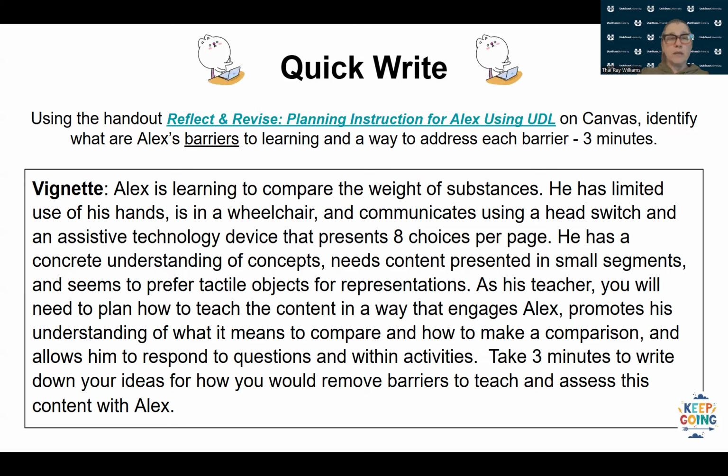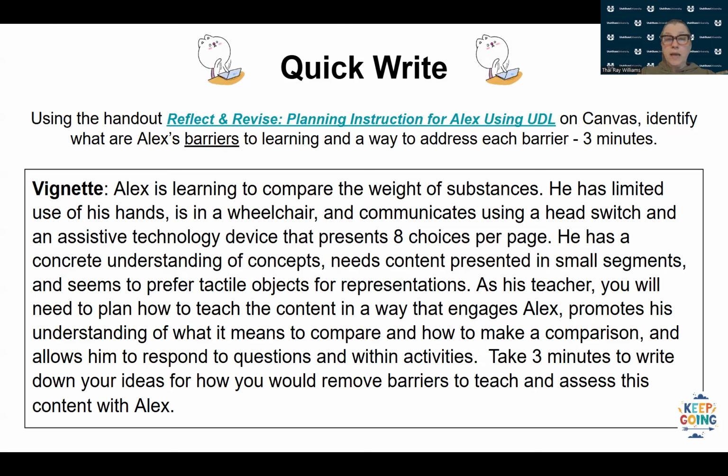And so this is our information on Alex. Alex is learning to compare the weight of substances. He has limited hand use. He uses a wheelchair for mobility and communicates using a head switch and an assistive technology device that presents 8 choices per page. He has a concrete understanding of concepts, needs content presented in small segments, and seems to prefer tactile objects for representations.